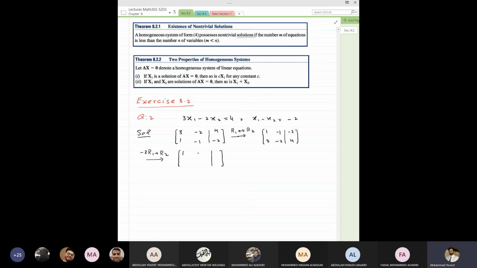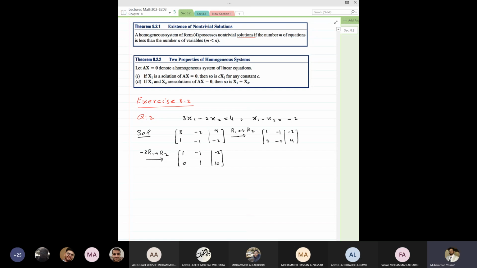-3, 1, -1, and -2. So there will be change in row 2. So row 1 multiply -3. 1 multiply -3 is -3, and then you add in 3, it is 0. -3 multiply -1 is 3. 3 minus 2 is 1 here. And then we multiply first row -2 by -3 is a 6. 6 plus 4 is 10.